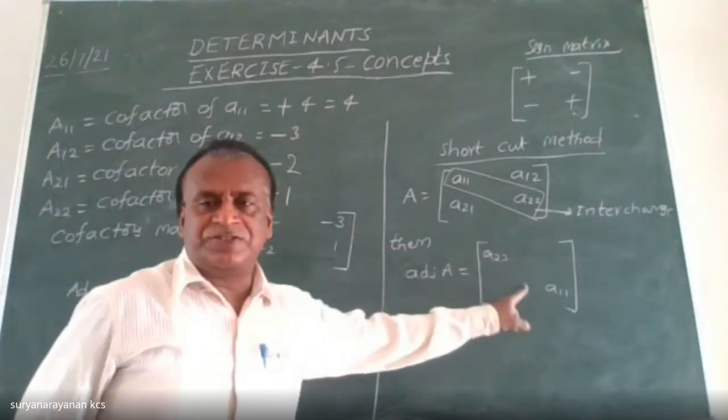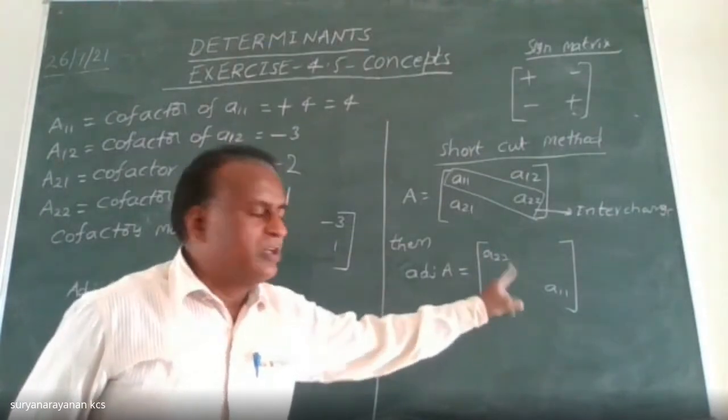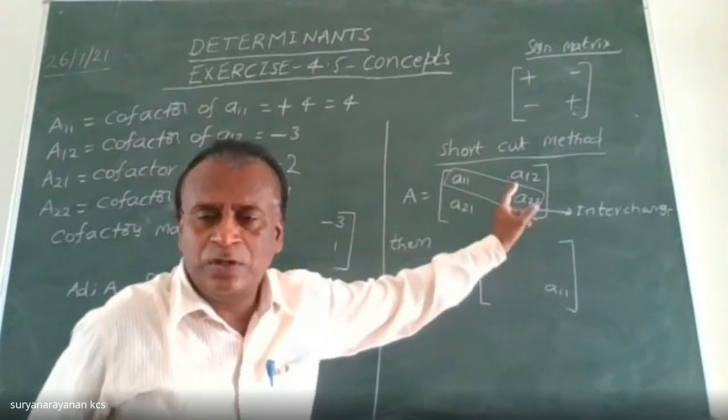So this is the first step. In this diagonal, just interchange the positions of the elements. In the place of A11, write A22. In the place of A22, write A11.